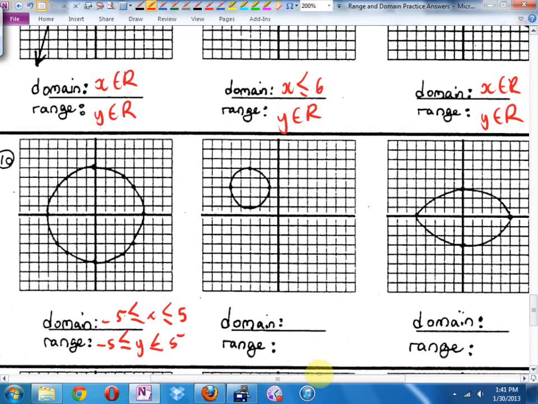Another circle. Domain, negative 5, less than or equal to x, less than or equal to negative 1. Haven't made a mistake? Oh, no, I got it mixed up. I'm good. Range is going to be 1 less than or equal to y, less than or equal to 5.